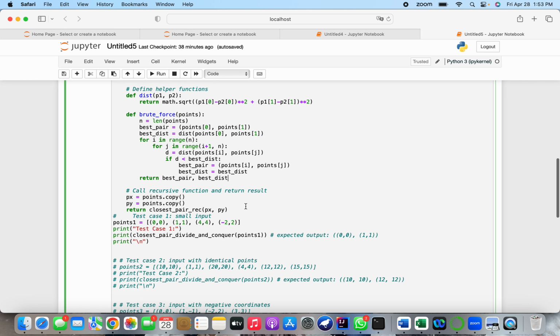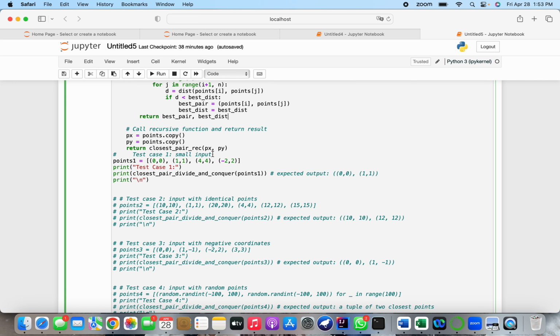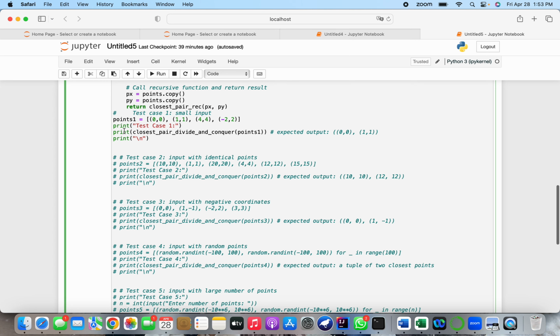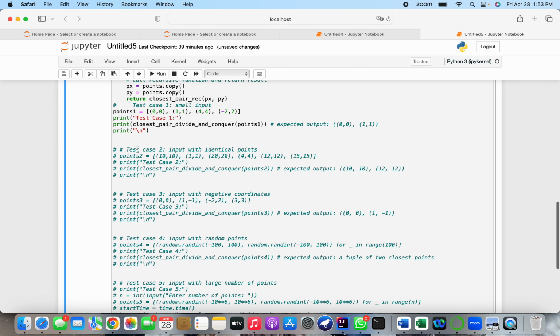And we're gonna return the closest pair of both coordinates px and py, sorted by x coordinates and sorted by y coordinates. So from the first test case, the points we are given are 0 0, 1 1, 4 4, minus 2 comma 2. Looking at the points, 0 0 and 1 1 are the closest pair. Let's run this program and see whether we got 0 0 1 1. Yes, we got 0 0 1 1, with the distance 1.414.